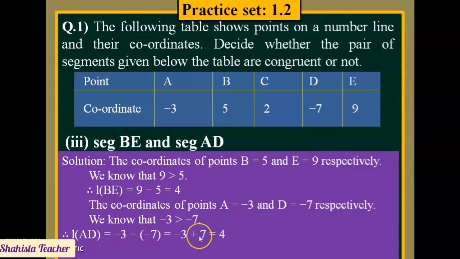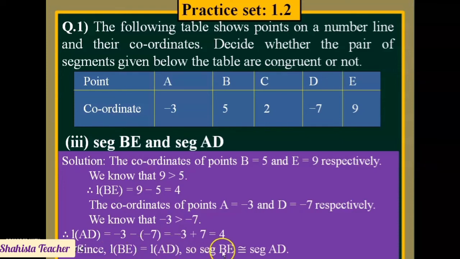So we can say that segment BE is congruent to segment AD. So here we will put, since length of AD is equal to length of BE, length of BE is equal to length of AD. So segment BE is congruent to segment AD. Why? Because they both are equal at 4 centimeters. Both are equal because the unit is 4. So here we will put length of BE is equal to length of AD.